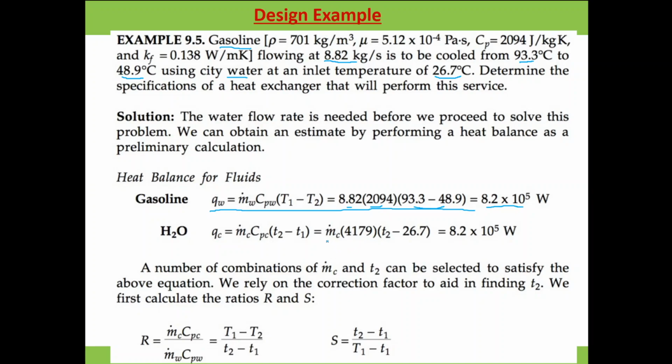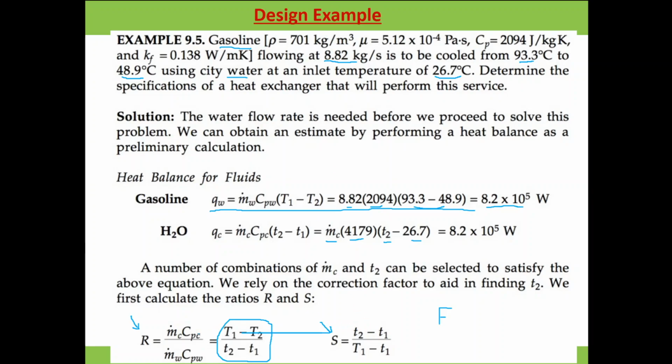As for the cold fluid, we do not have the mass flow rate. Properties we can take at a suitable temperature, and we do not have the exit temperature, we only have the inlet temperature. So in this case we have two unknowns, the mass flow rate as well as the temperature. So first of all we will check the correction factor F, and for the correction factor we need to know what S is and what R is. These are two parameters. By definition, R is m_c c_pc over m_w c_pw, which can also be written in terms of temperatures.